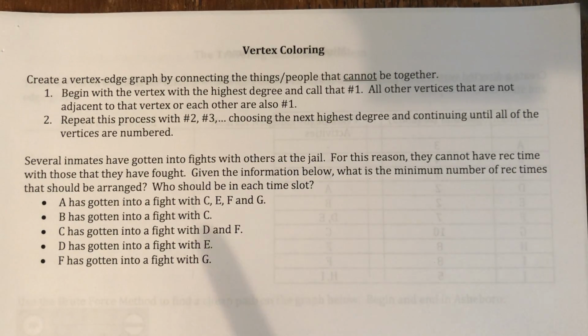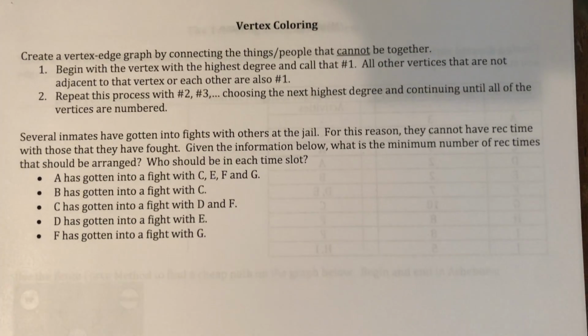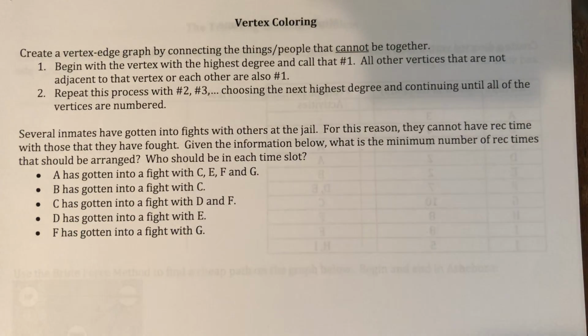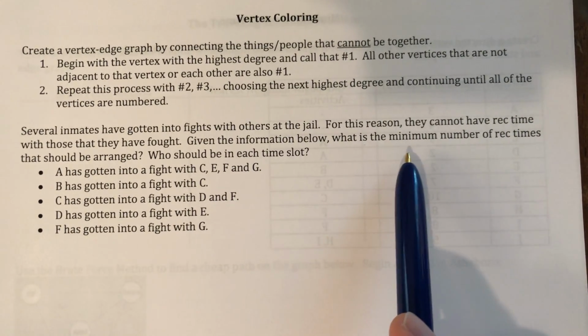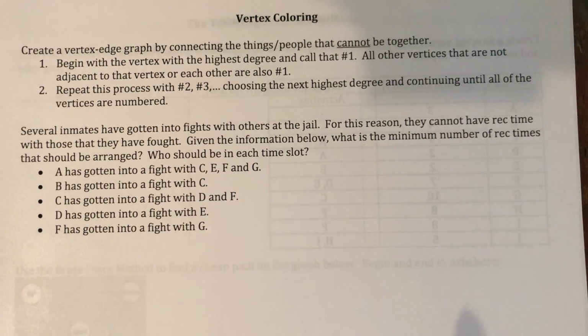Let's just do it. Several inmates have gotten into fights with others in the jail. For this reason, they cannot have rec time with those that they have fought. Who would have thought? Given the information below, what is the minimum number of rec times that should be arranged, and who should be in each time slot?